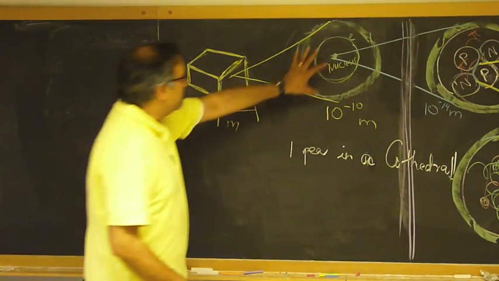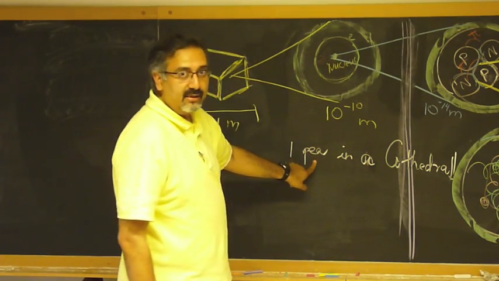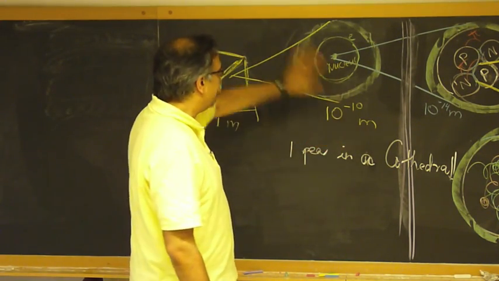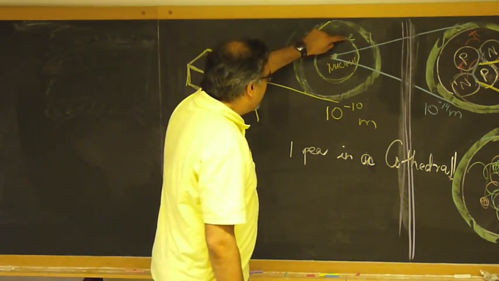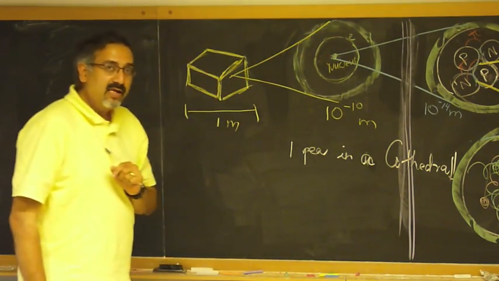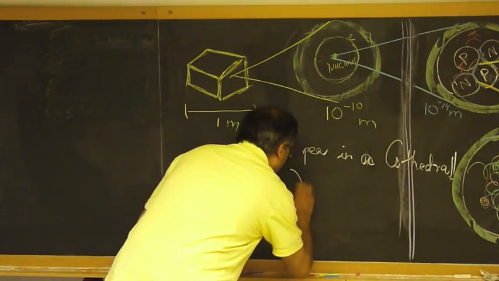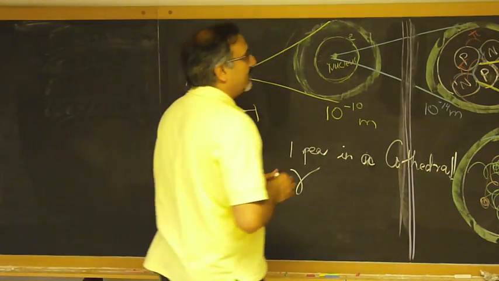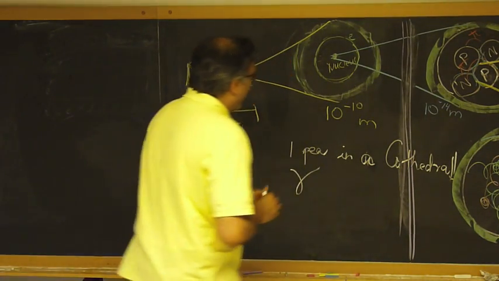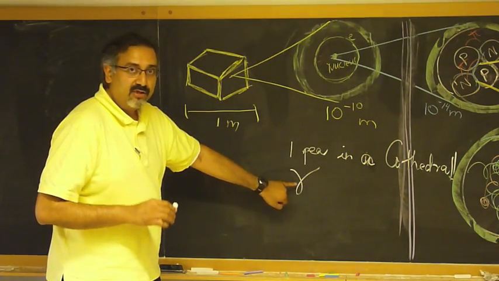So if the atom is the cathedral, the nucleus is 1p. That's the size. So it's basically completely empty. The electron is held together inside by something called a photon. Photon is the charge carrier in the electromagnetic force. Photon itself is chargeless.